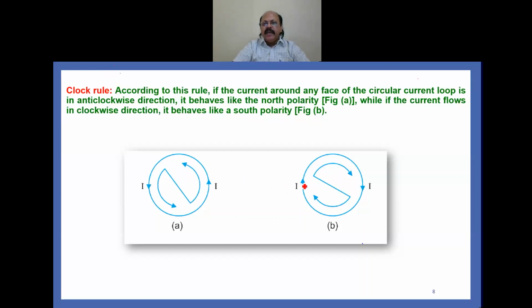See the second diagram. If the current is flowing in the current carrying loop in the clockwise direction, then that face behaves as a south polarity. You can see this by drawing on the copy and then reversing the paper. The one current carrying circular loop has both polarities, one side north and the other side south. So remember, if the current is flowing clockwise, then that face has the south polarity. If the current is flowing anti-clockwise, then that face has the north polarity.